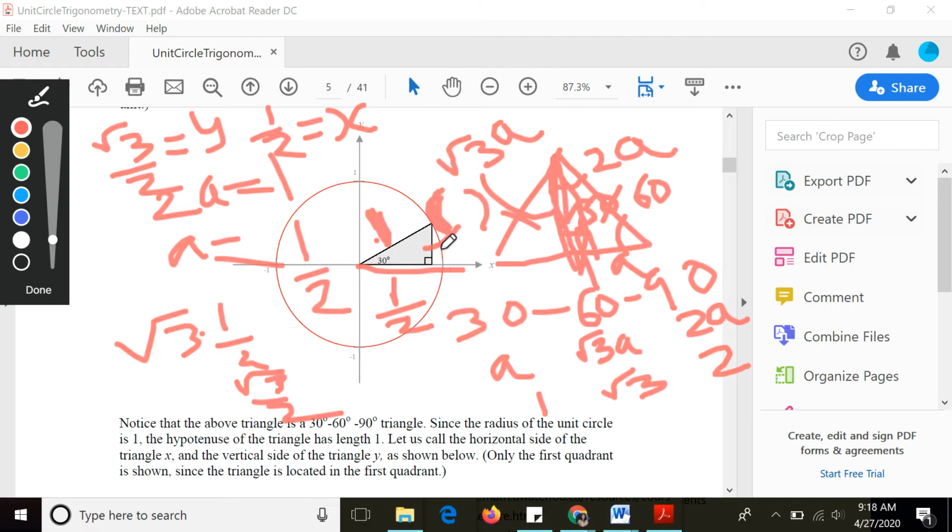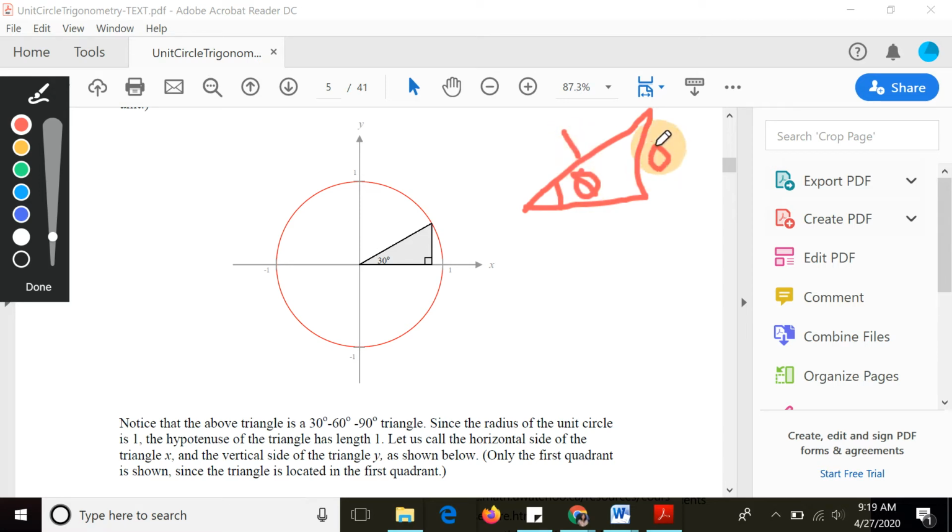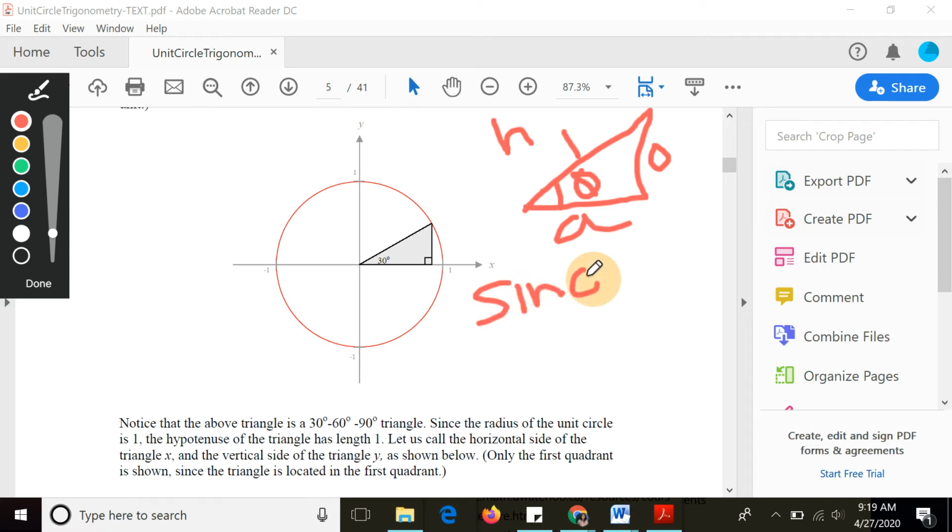Another thing I would like to show you is a right angle triangle, let's say like this, because this corresponds to 30 degrees. If I draw the right angle triangle here, and let's say this is any angle theta, and this is the unit circle so this is 1, then this side is opposite, this side is hypotenuse, and this side is adjacent. Using SOHCAHTOA, since it's a right angle triangle, sine theta is equal to opposite over hypotenuse.